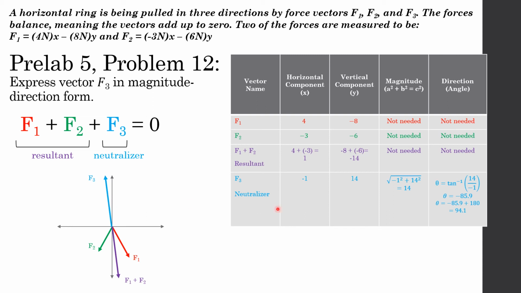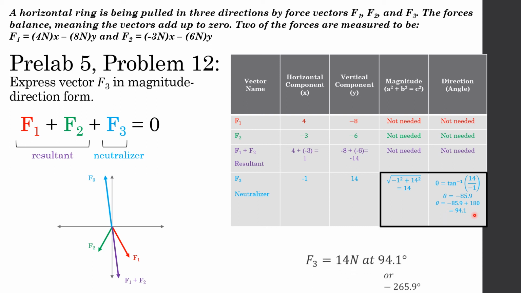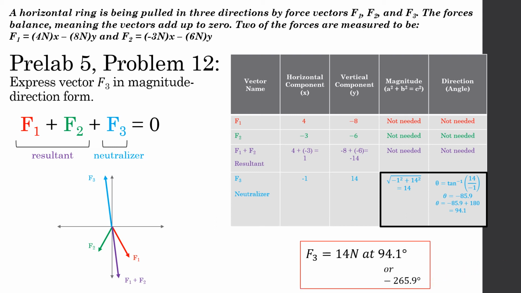So my angle should be between 90 degrees and 180 degrees, but much closer from the drawing to the 90-degree portion, right? Well, if I look at this angle, it's a negative angle, right? So that means it's going clockwise, and since it's 85.9 degrees, it coincides with exactly where the resultant is, right? So that's not correct for the neutralizer. That means I need to add 180 degrees, which means the correct angle is 94.1 degrees. Okay, so there's our answer. F3 is 14 newtons at 94.1 degrees, or if for whatever reason you wanted to express it as a negative angle, much more complicated, but it would be negative 265.9 degrees. And that is the final answer.